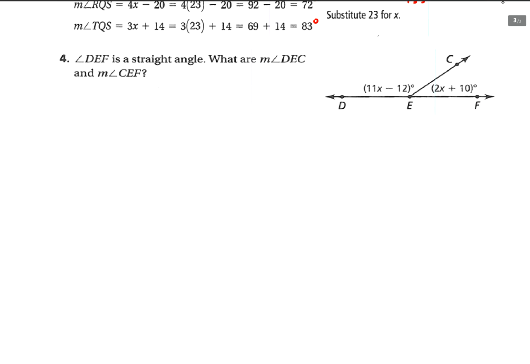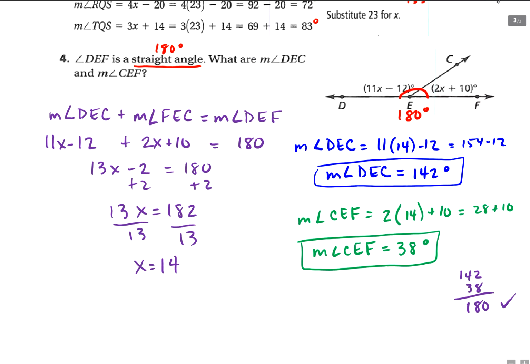Pause the video and do the last problem here. All right. We are told that angle DEF is a straight angle. So I find angle DEF, and that's right there. And I know a straight angle means 180 degrees. So I label that. I want to know the measures of angle DEC and the measure of angle CEF. I can see that those two angles are pieces of my larger angle. So now I know that I am going to use my angle addition postulate, which says that the measures of the two smaller angles equal the measure of the larger angle.